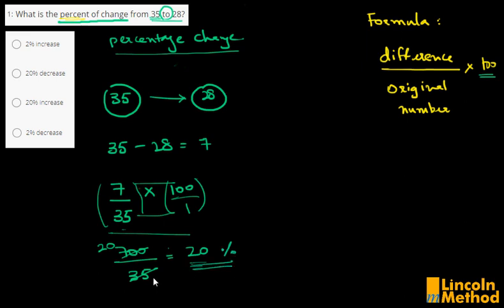So what is the percent of change from 35 to 28? The percent of change is 20%. So we'll pick out this option, the second option, 20% decrease, since the number is decreasing in value. We're going from 35 to 28.